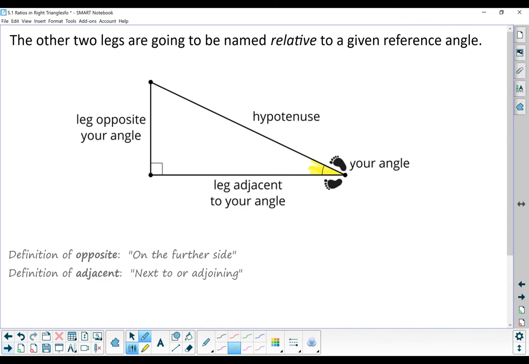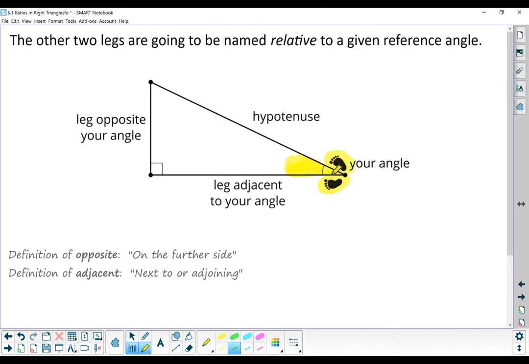The other two legs we need to have some names for. They're going to be named relative to a given reference angle. I highlighted this little angle on the corner, on that bottom corner, in yellow. That's going to be our reference angle. So imagine your little feet right there.